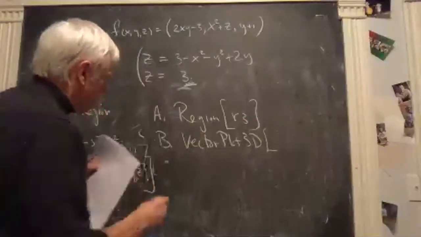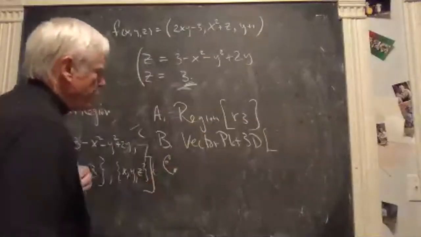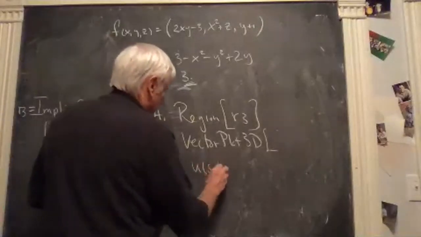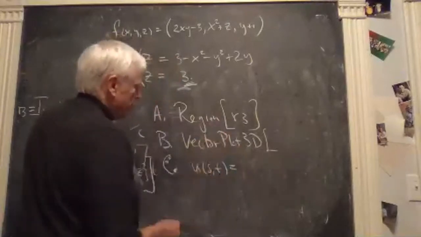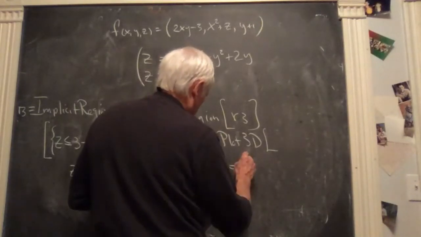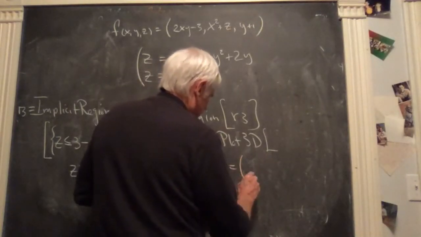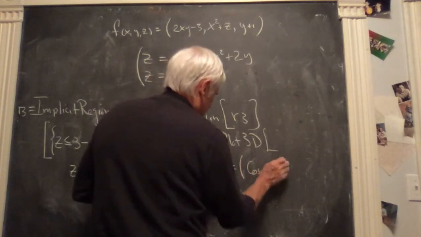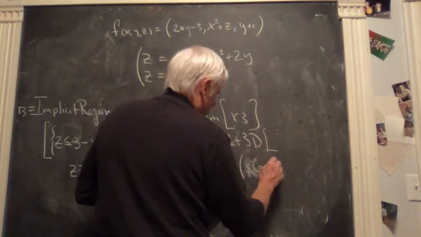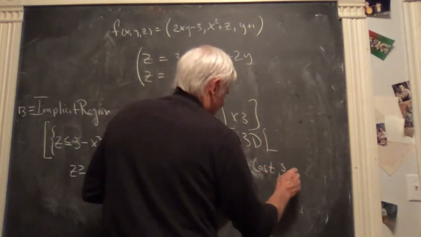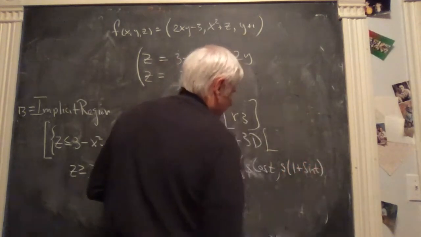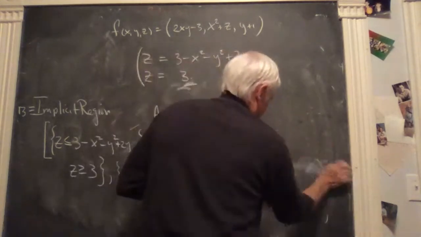Part C is find a parameterization of the top. And that's what I did before. U of S and T, or I did the rim. U of S and T could be equal to S cosine T, S times 1 plus sine T, 1 plus S sine T.